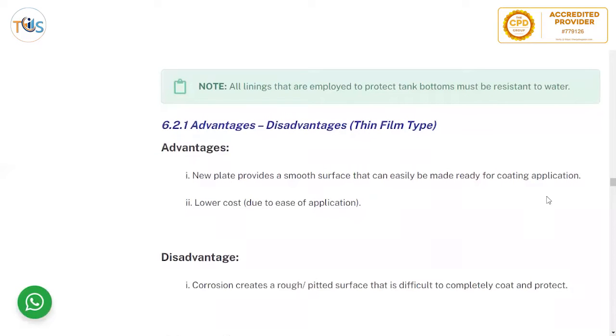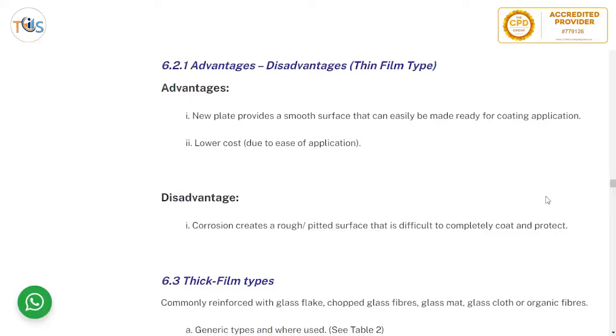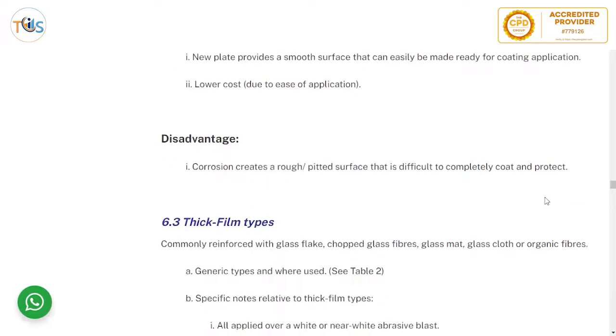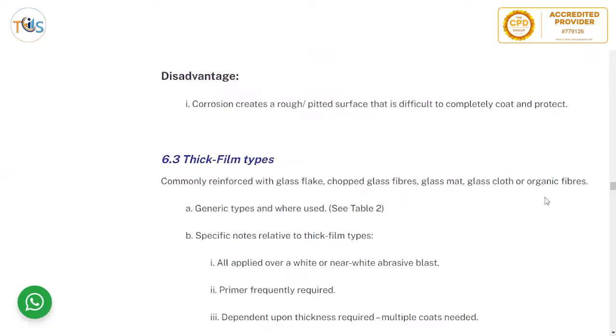Advantages and disadvantages of thin film linings. Advantages: new plate provides a smooth surface that can easily be made ready for coating application, and lower cost due to ease of application. Disadvantage: corrosion creates a rough, pitted surface that is difficult to completely coat and protect.